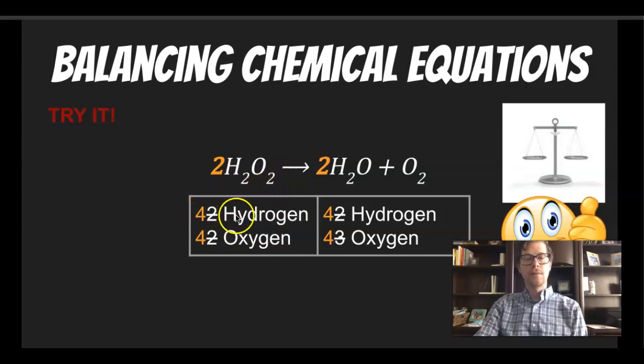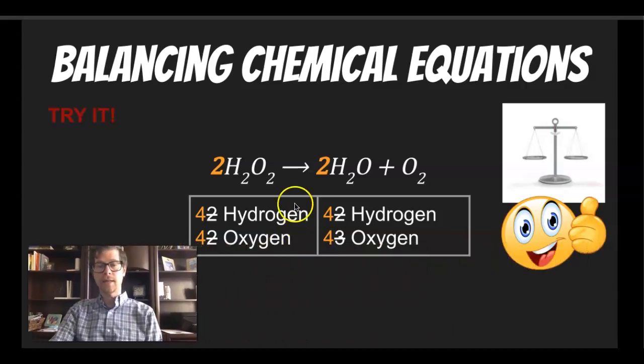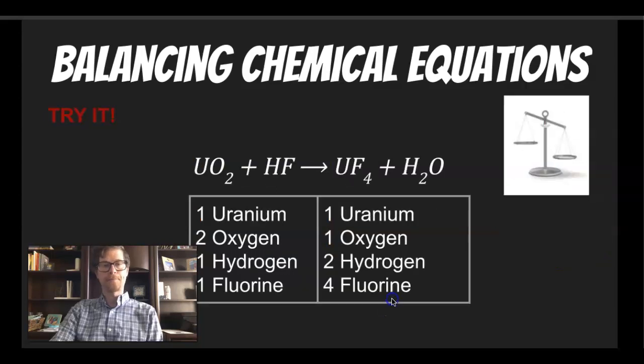Since that ends up with more hydrogens on the left than on the right, we add a 2 in front of this H2O, and then we end up with 4 hydrogen, and 2 times 1 is 2, plus 2 is 4 oxygens, and that very conveniently works out. So smiley face for that one, because we got it balanced. Same numbers on both sides means it's balanced.